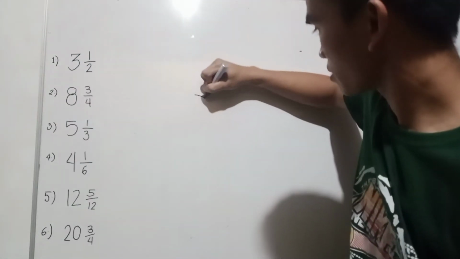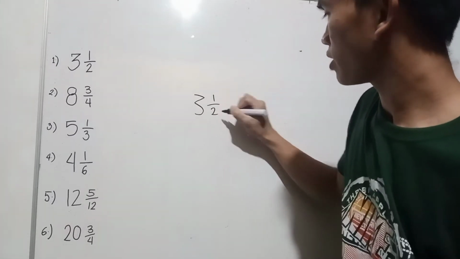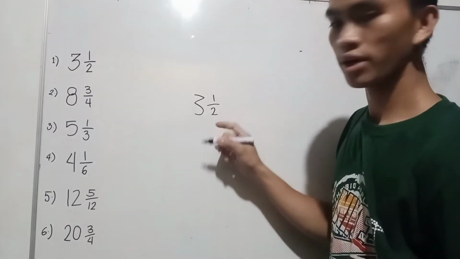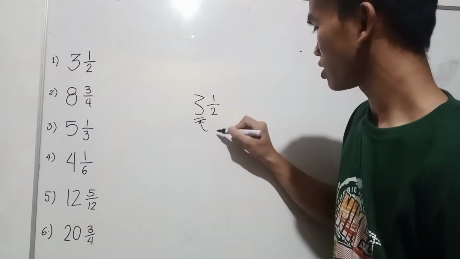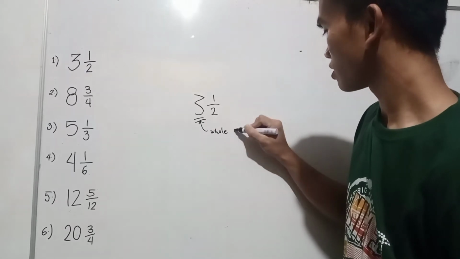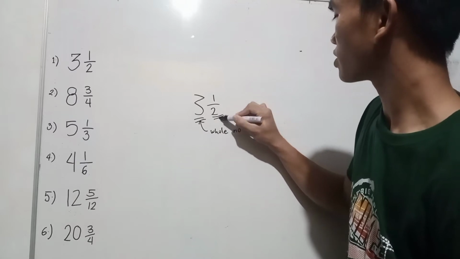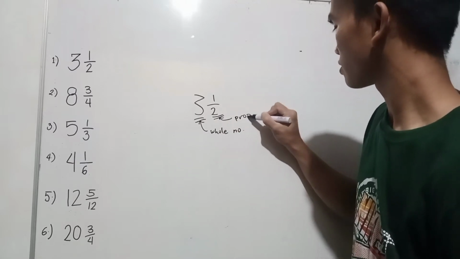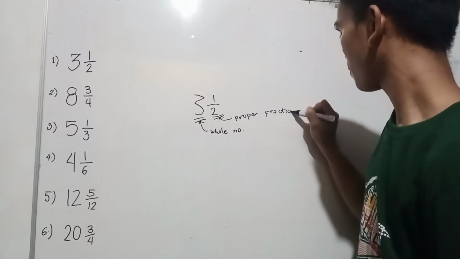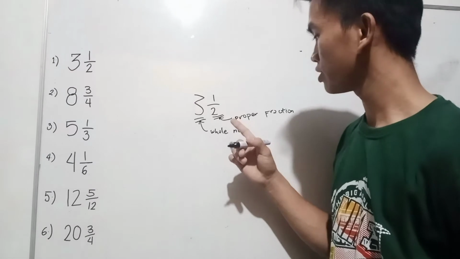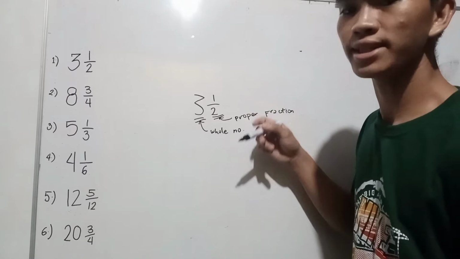So a mixed fraction, for example, take a look at the example in number one. We'll copy only 3 and 1 half. The mixed fraction contains the whole number and the proper fraction. As was stated in my last video, in a proper fraction the numerator is lesser than the denominator.